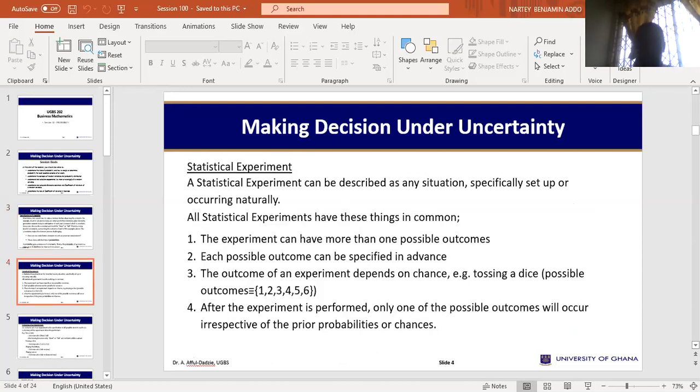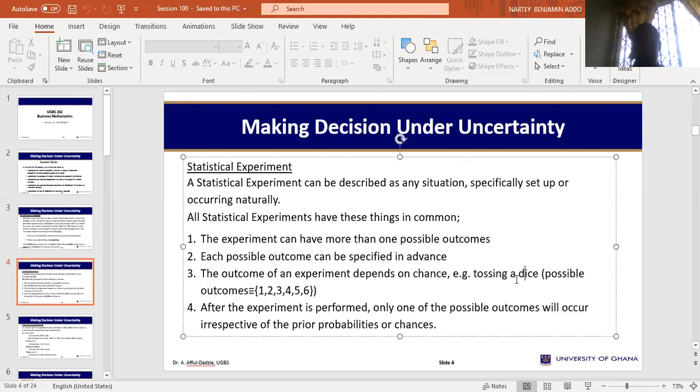Now, making decisions under uncertainty. Statistical experiment. A statistical experiment can be described as any situation specifically set up or occurring naturally. So I've given you examples of an experiment. A statistical experiment has these things in common. The experiment can have more than one possible outcome. Yeah. Now, each possible outcome can be specified in advance. The outcome of an experiment depends on chance, for example, tossing a die.